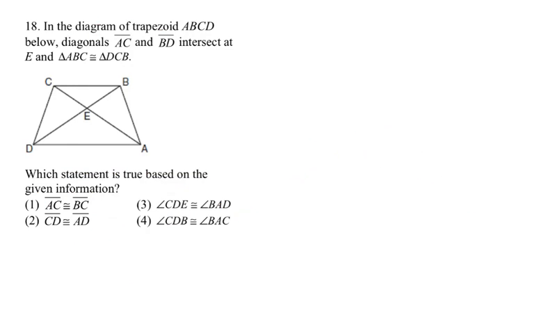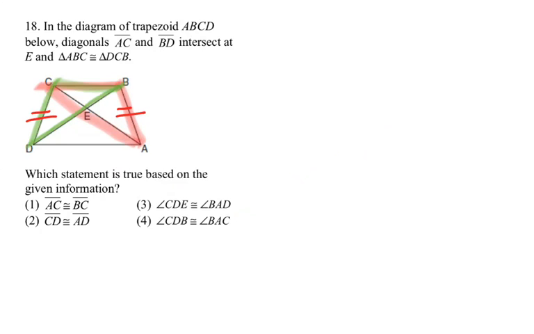All right, let us look at number 18. We have triangle ABC, and then triangle DCB. They are congruent. Now that makes these two sides congruent, making this one an isosceles trapezoid. Now, the question is, is AC congruent to BC? Oh, we have no idea about that one. Is CD congruent to AD?